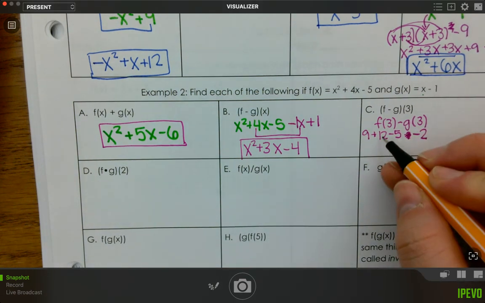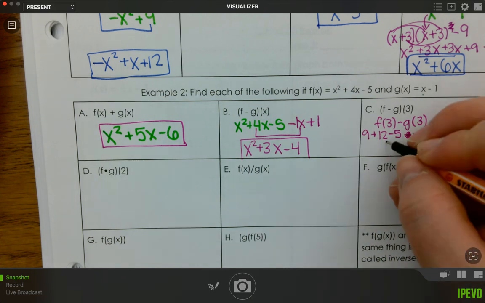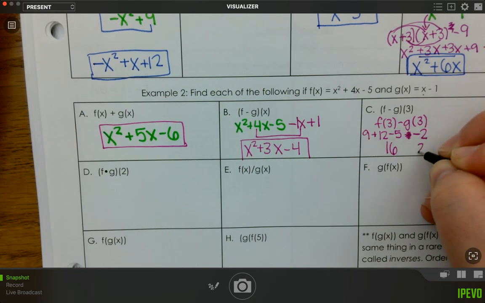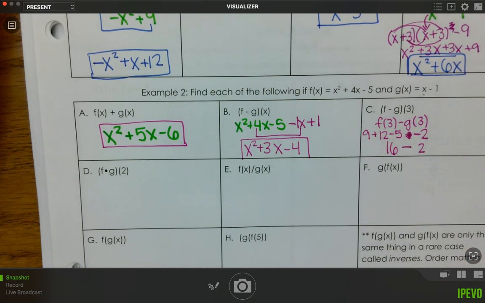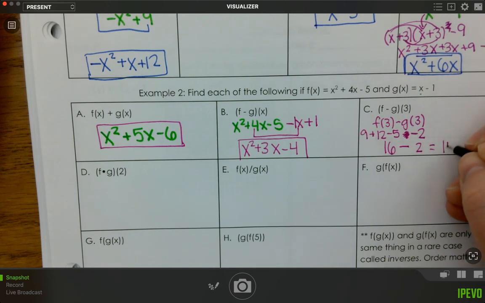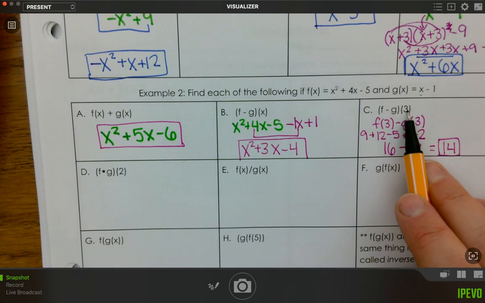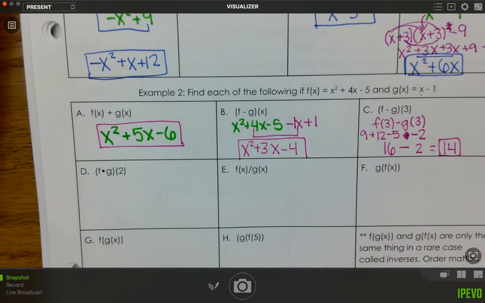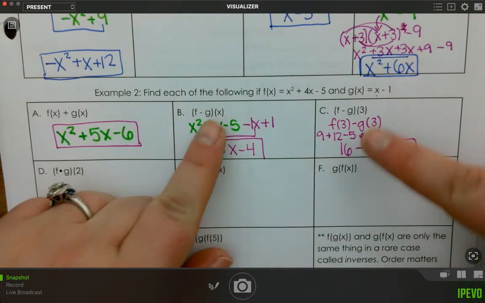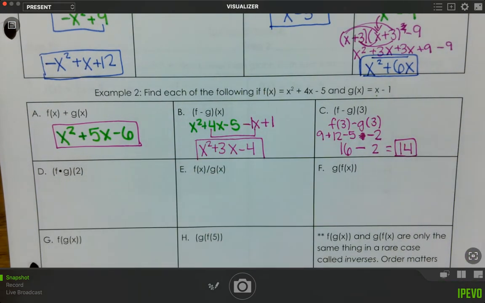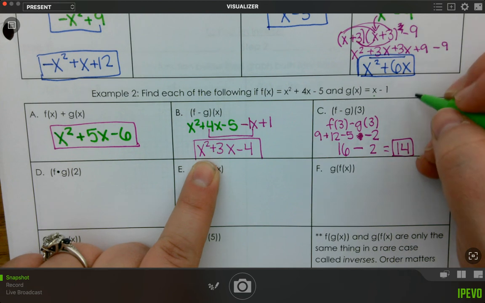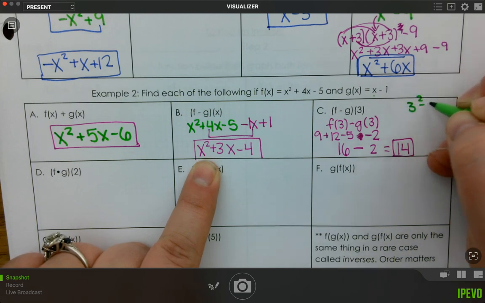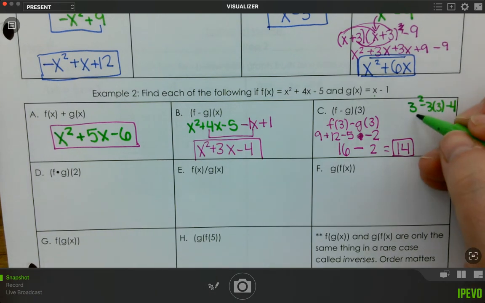So this would be 21 minus 5 is 16. This one was 2, and we are subtracting them. So we should have an answer of 14. Basically, you just find f of 3 and g of 3, and you subtract your two answers. Or if you've already done this over here, you can just take 3 and plug it into this, and it should give you the same answer. So that would be 9.